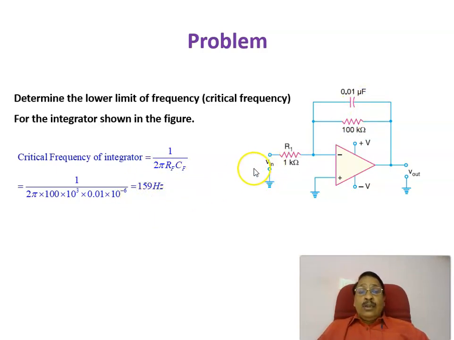Therefore, the input signal should always be more than 150 hertz. If it is less than that, there's no integration; it is simply working as an inverter. That's the meaning. That's called the critical frequency, below which it won't work as an integrator, which is equal to 1 by 2 pi RF into CF, which is equal to 150 hertz.